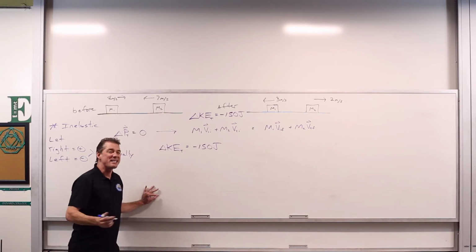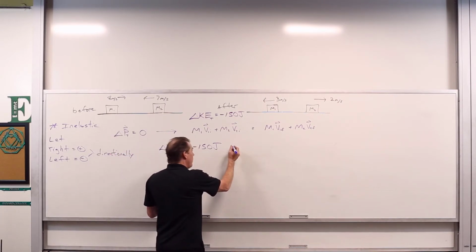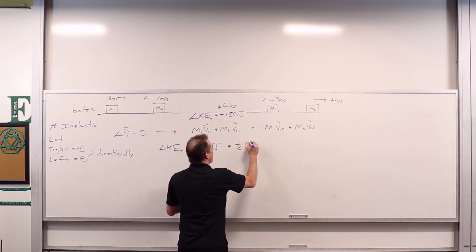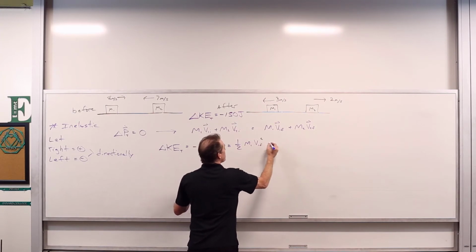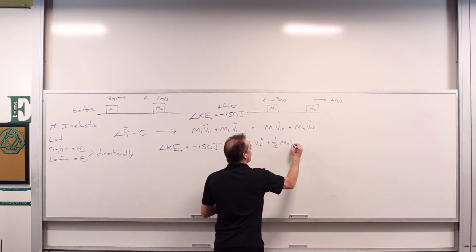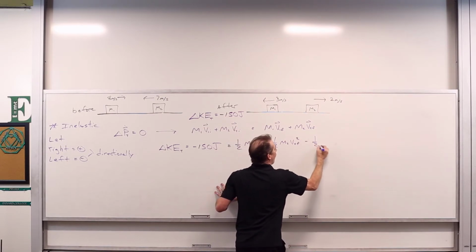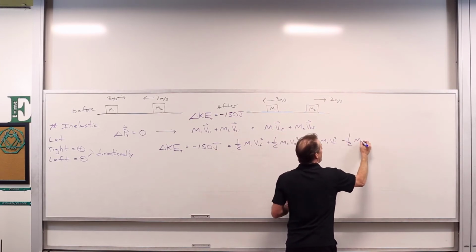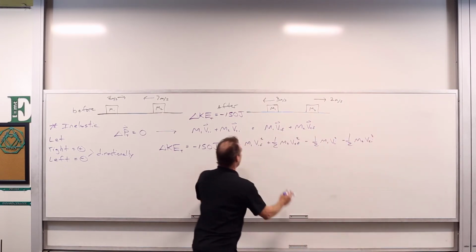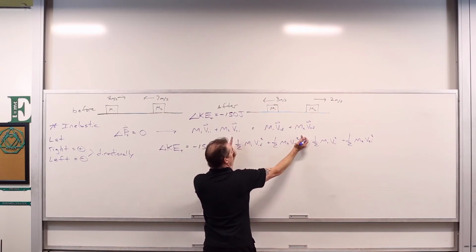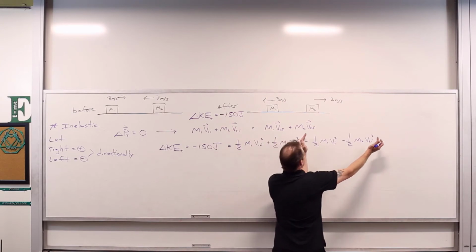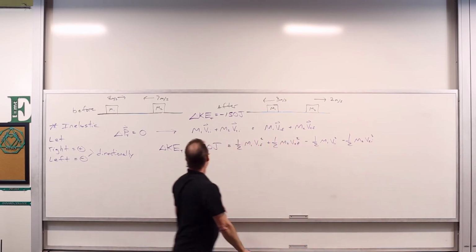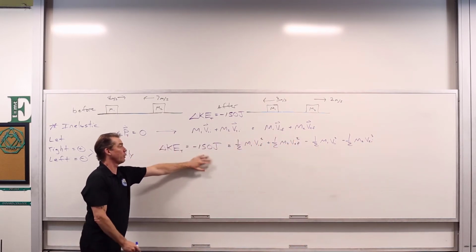The delta KE total itself is the difference in the total final and total initial kinetic energies, which then has to be equal to 1/2 M1 V1 final squared plus 1/2 M2 V2 final squared minus 1/2 M1 V1 initial squared minus 1/2 M2 V2 initial squared. Here is the total final kinetic energy, and then this is negative of the total initial kinetic energy. Total final minus total initial. There's the change in total kinetic energy, which has to be equal to 150 joules.